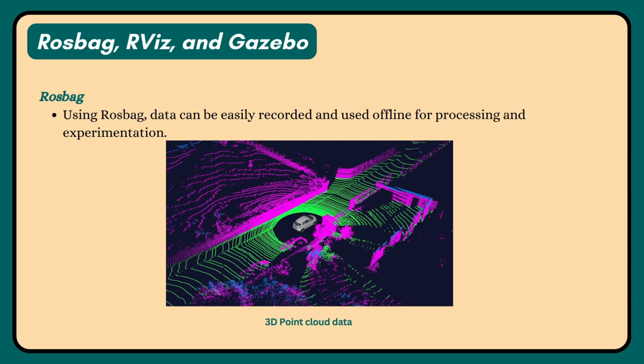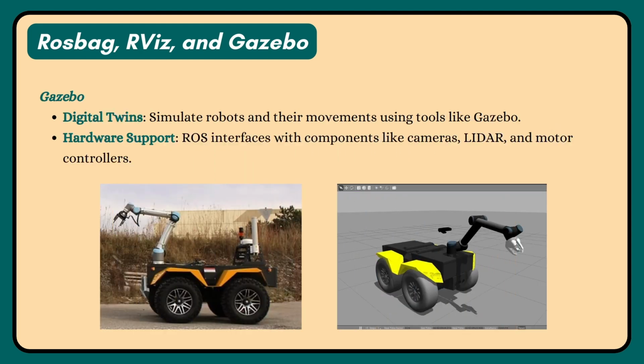Three major important features of ROS are Rosbag, RViz and Gazebo. Rosbag is used to easily record data and use this recorded data offline for processing and experimentation, so that you do not have to do the experiments again and again; you do the experiment once and use the data for further processing offline. Another big feature is digital twins, which help to simulate the robots and their movements using tools such as Gazebo, which is a simulator. So the robot that we have in real life can be simulated, and all the experimentation can be performed in the simulation, hence not affecting the hardware of the robot.